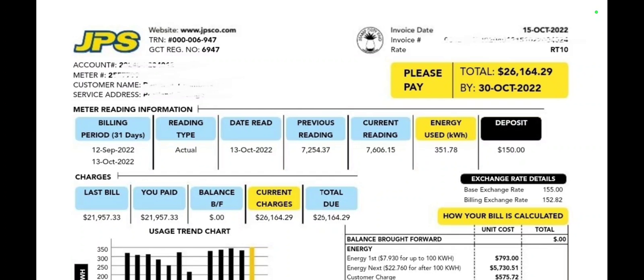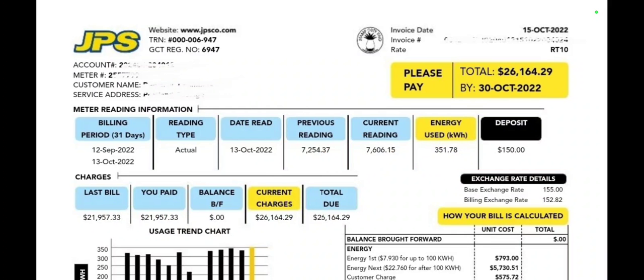To get the energy usage for that period, you will have your current reading and you will minus the previous reading from that. So the 7,606.15, you're going to minus 7,254.37 from that, and that gives you 351.78, which is what we have right here. So you will have your current reading, and from that you will minus your previous reading, and this is what gives you your energy usage for this period.